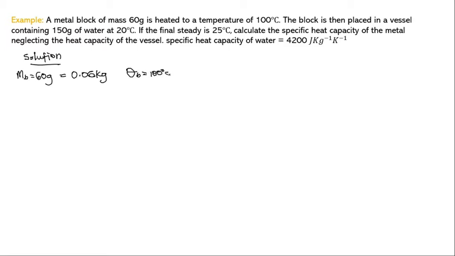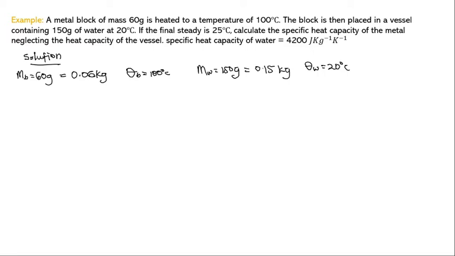100 degrees Celsius. Now the block is then placed in a vessel containing 150 grams of water. It means the mass of water is 150 grams. If we convert that into kilogram, we get 0.15 kilogram. Alright, so water at temperature 20 degrees Celsius. So it means the temperature of water is 20 degrees Celsius.